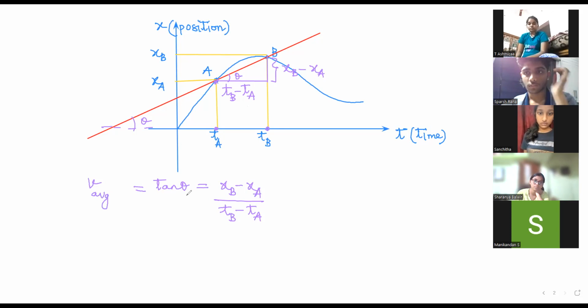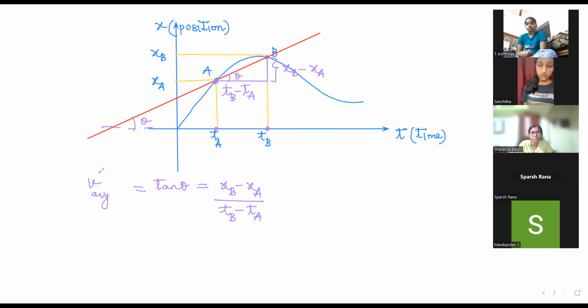If it comes out to be positive, then the object is going along the positive x-axis. Understood or not? By looking at the curve, by looking at the data, can you say that velocity is positive or negative? Sanchita, can I say velocity is along the positive x-axis?